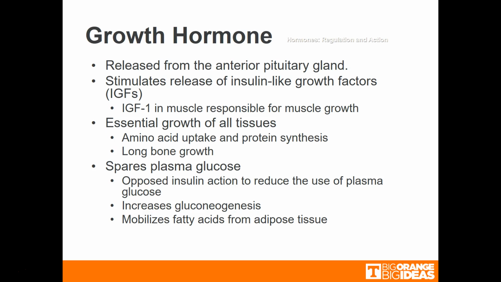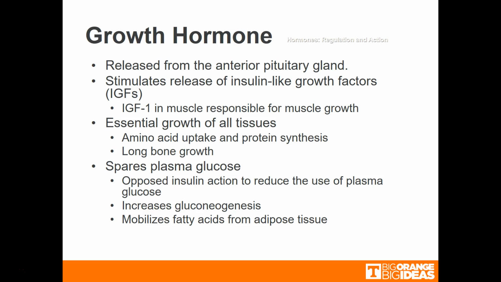Another thing that growth hormone does is it spares plasma glucose. So plasma glucose gets into the muscles through the use of insulin. So insulin's a hormone I'll talk about in a little bit that allows glucose to get into the muscle cell. So the way that the growth hormone works is it keeps that plasma glucose higher by opposing the insulin action. And so that's going to lead to a reduction in how much plasma glucose is taken up by the muscle. This is going to help prevent things like hypoglycemia, where individuals have low blood sugar.